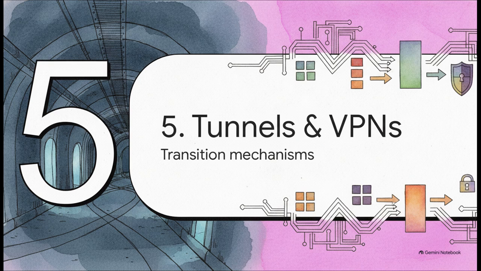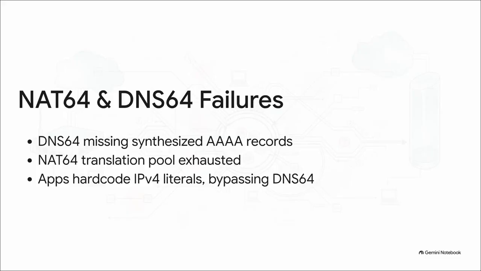All right, Section 5, tunnels, NAT64, and VPNs, transition mechanisms. These edge cases add some really fascinating layers of complexity to how we troubleshoot. So when you're trying to let an IPv6-only client talk to an IPv4-only server, you typically use NAT64 and DNS64. But this setup has some really unique failure points. Sometimes DNS64 just fails to synthesize the AAAA records properly. Or maybe your NAT64 translation pool simply runs out of IP space.